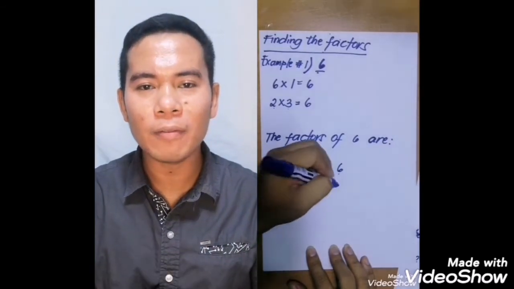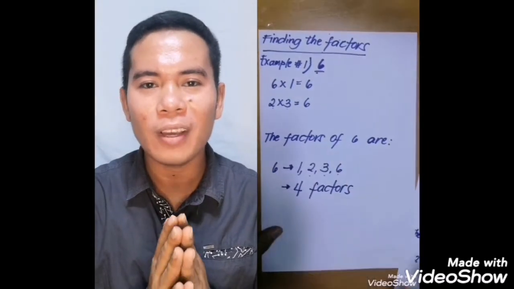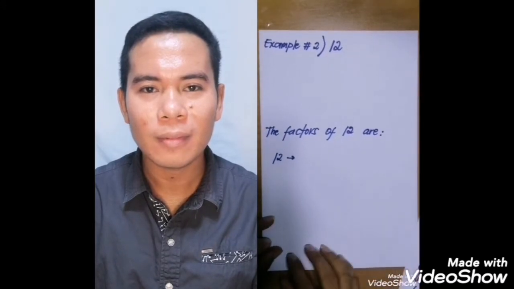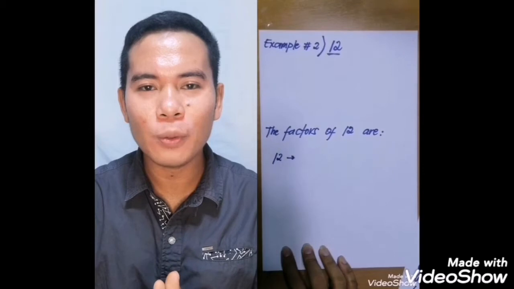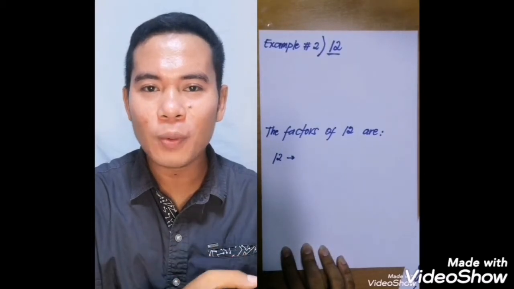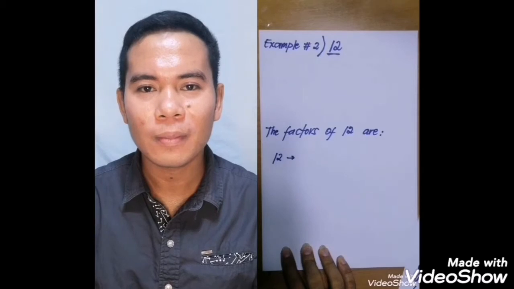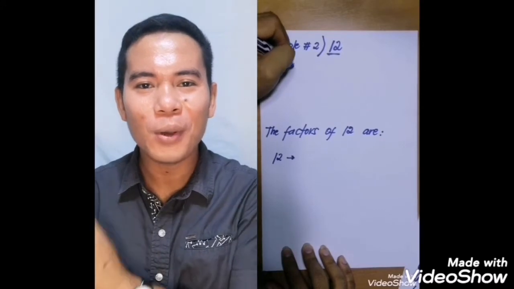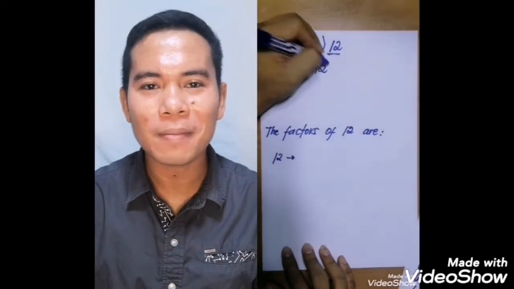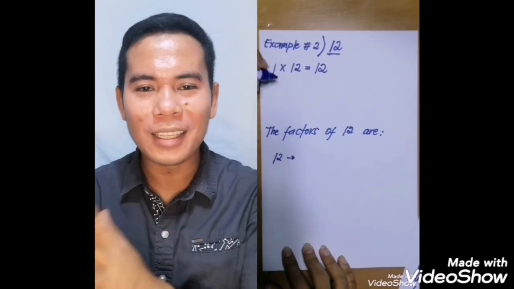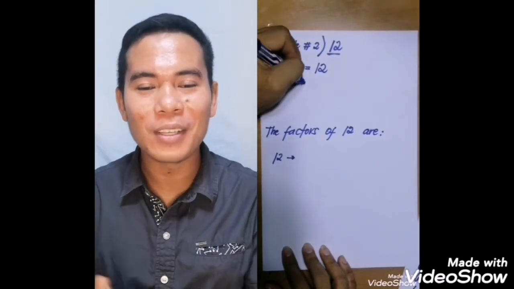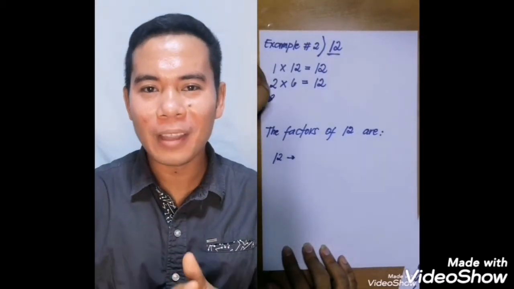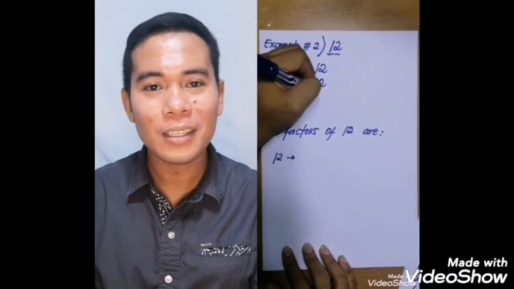Okay, another example, finding the factors of a number. Let's say the given number is 12. So follow the process. Think of two numbers that when multiplied will give 12 as the answer. So we have 1 and 12. 1 times 12 will give us 12. Other pairs. We have 2 and then 6. 2 times 6 will give us 12. What else? Okay, 3 and 4. 3 times 4 will give us 12.